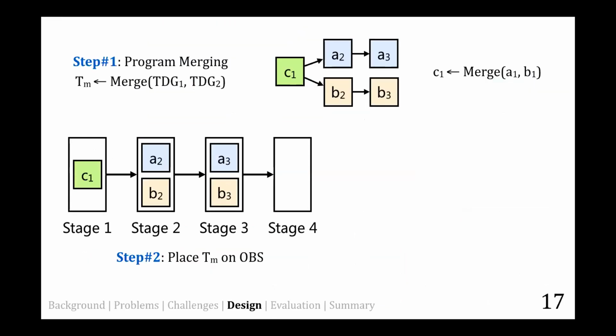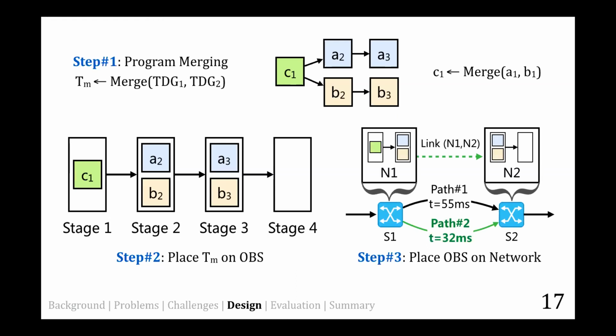The second step of SPEED is to place TM on the OBS of the substrate network. The OBS has 4 stages. After TM placement, each MAT of TM is placed on a specific OBS stage. In this step, SPEED guarantees that the number of occupied OBS stages is minimal, such that it achieves resource efficiency.